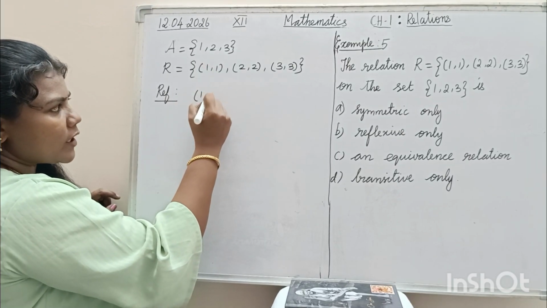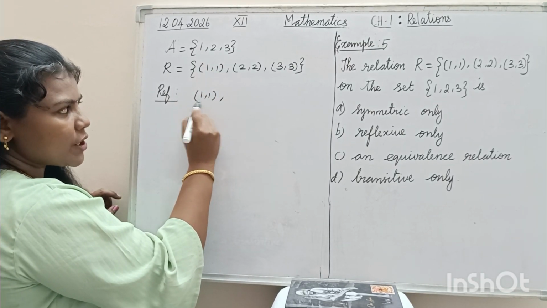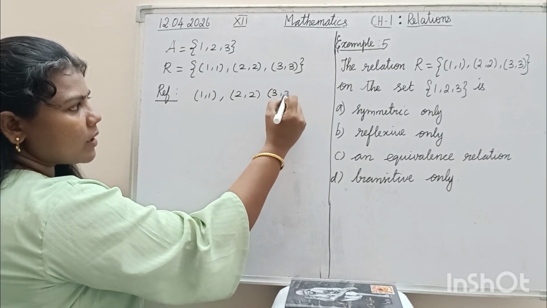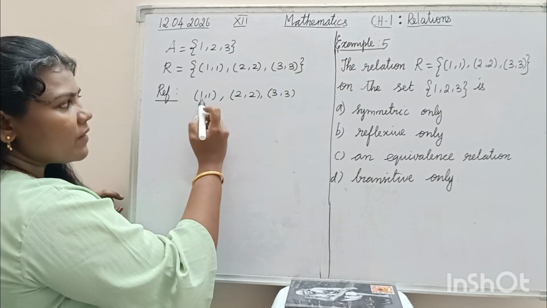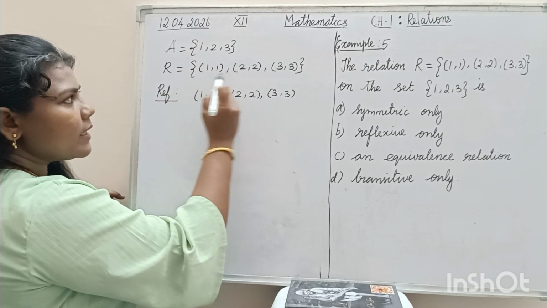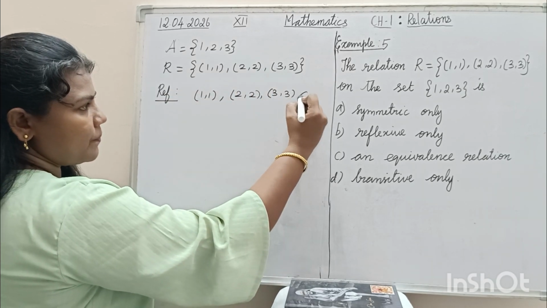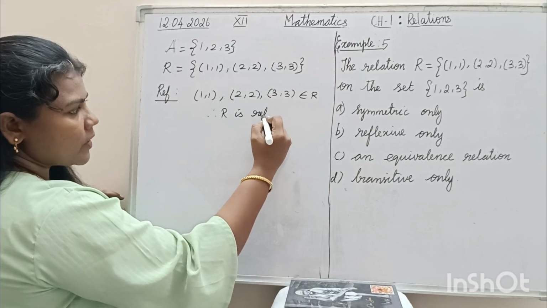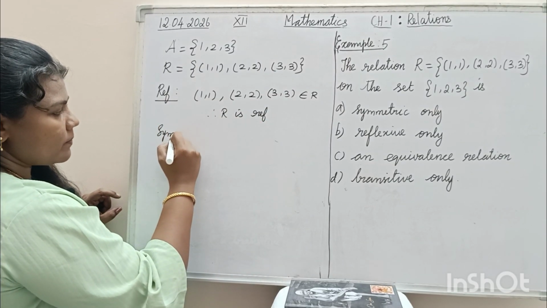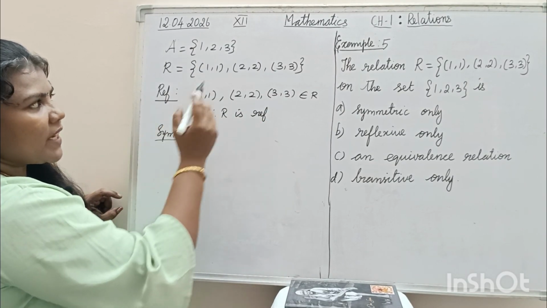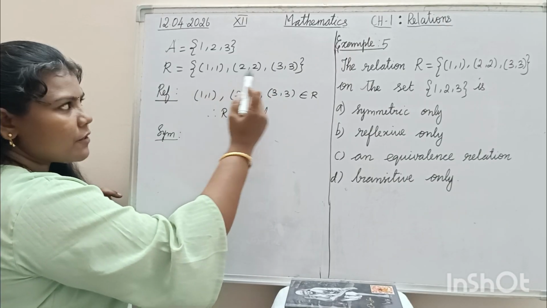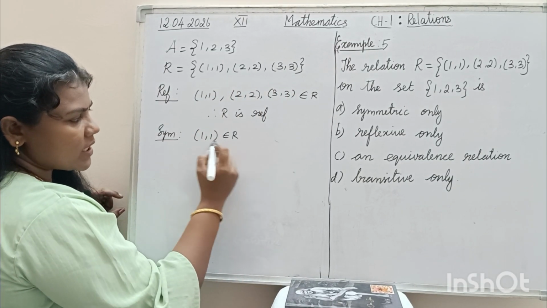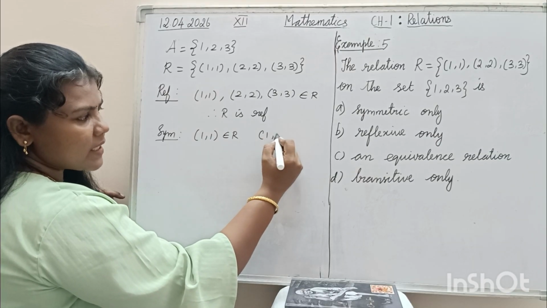We have to check whether every element of the set A is related to itself or not. It means (1, 1), 1 is related to 1, (2, 2), 2 related to 2, (3, 3), 3 related to 3. Whether these elements exist in the relation set or not. Yes. So I can conclude that R is reflexive. Now we move on to symmetric. To prove symmetry, we choose any one ordered pair from the relation set first. Now, you have to reverse it. When we reverse also, we will be getting the same element.